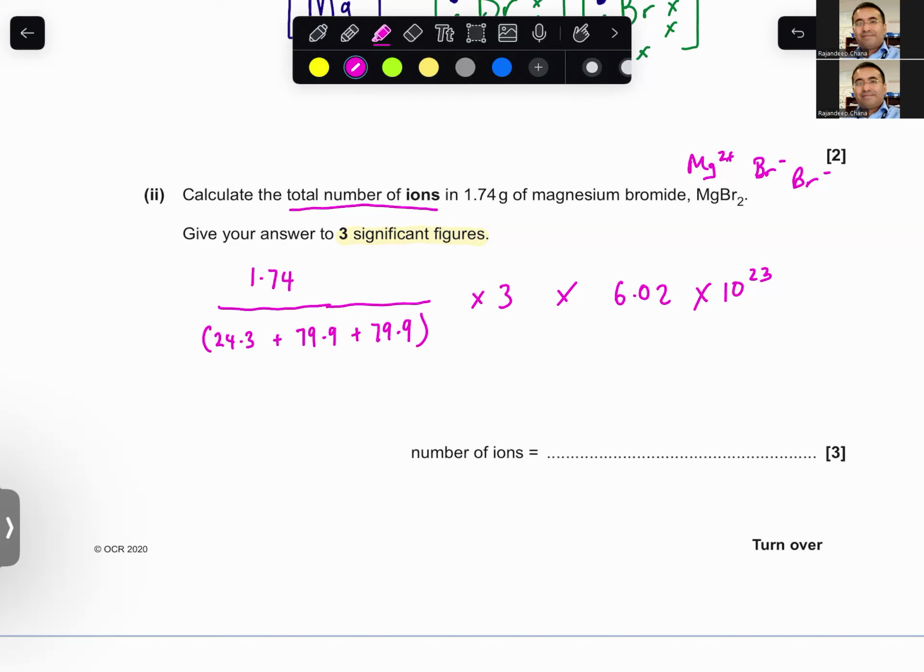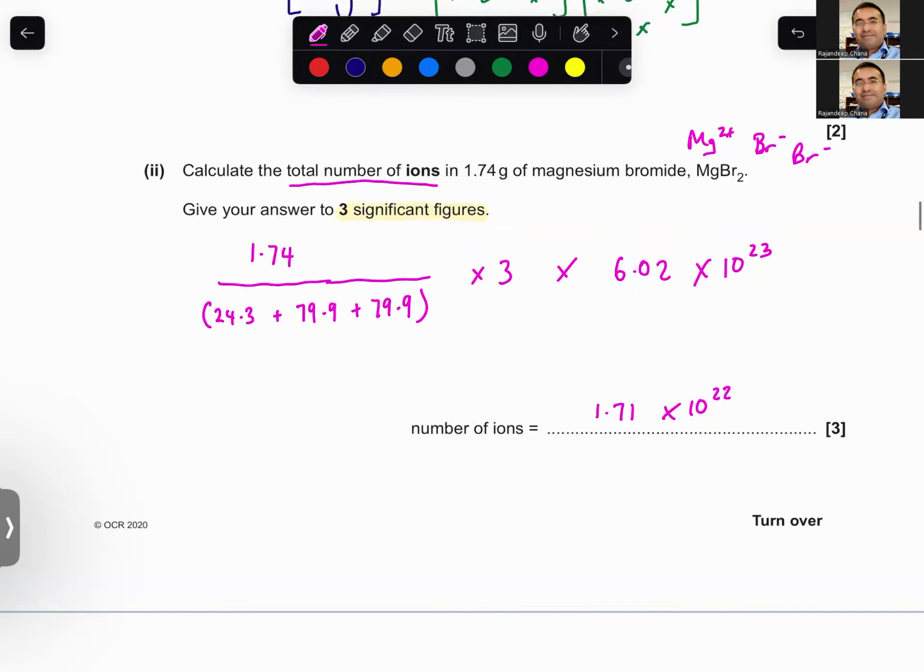We want it to three significant figures, and I've got 1.71 times 10 to the 22 ions. And the mark scheme supports that: multiply it by 3, then multiply it by Avogadro's number, and give the answer to 3 significant figures.